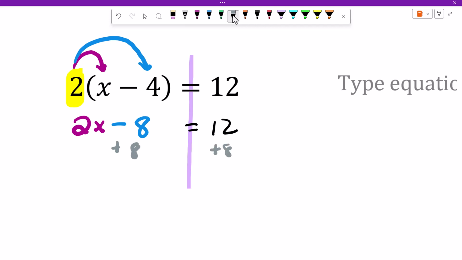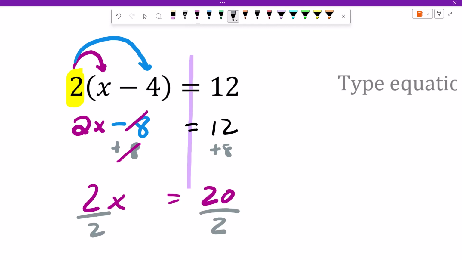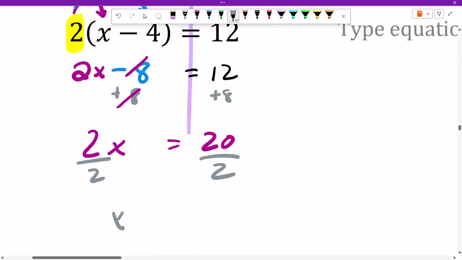So we add 8 to both sides. The 8's go away. We're left with the 2x equals 20. Then we just divide by the 2. And 20 divided by 2 is just 10. Okay, I don't think we're gonna do the one on the right hand side because I think you guys got this. I want to go to the question on the back.